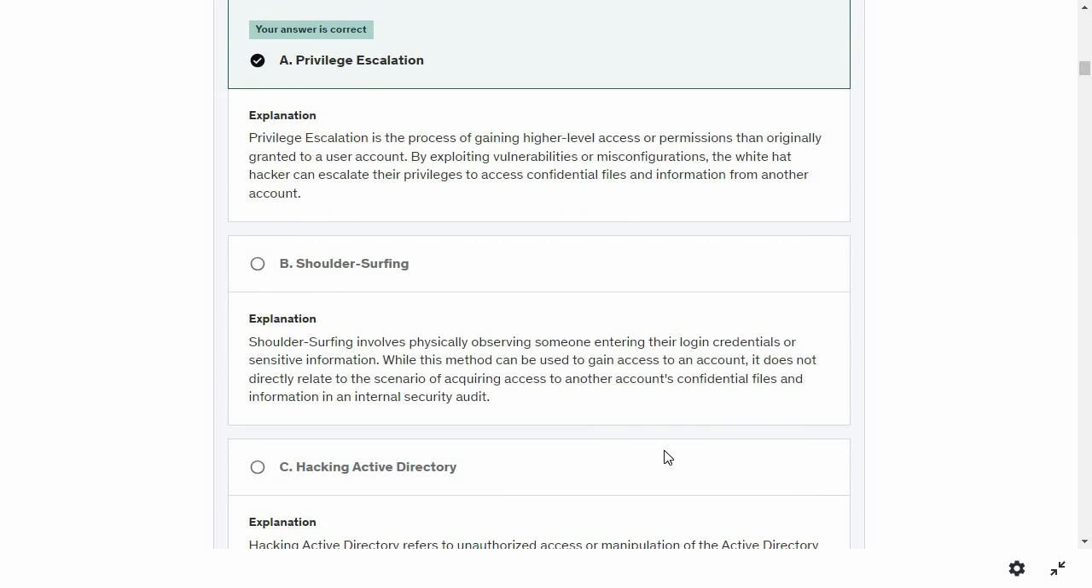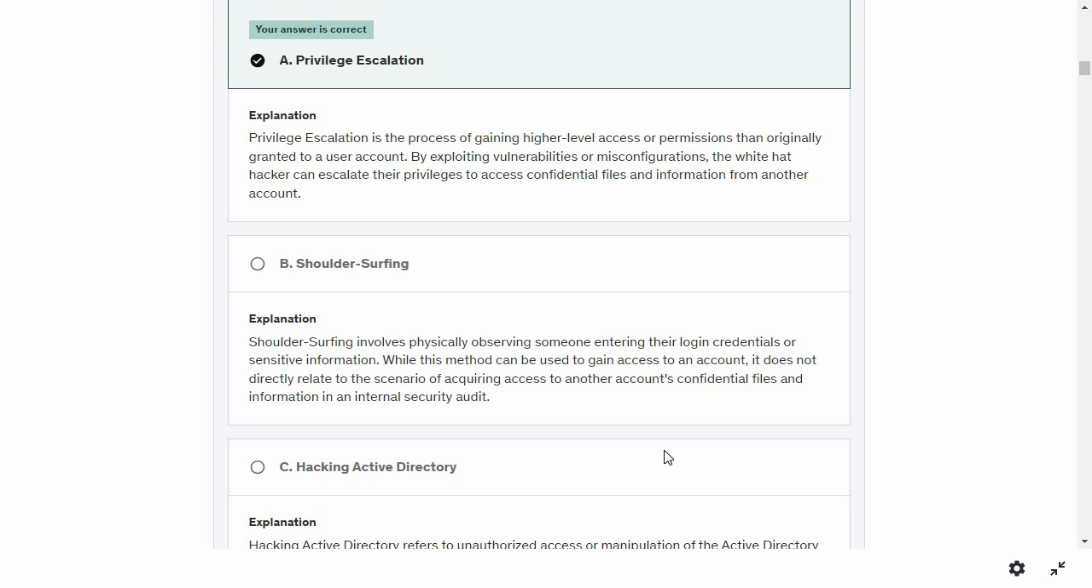Answer number 1, privilege escalation. Privilege escalation is the process of gaining higher level access or permissions than originally granted to a user account. By exploiting vulnerabilities or misconfigurations, the white hat hacker can escalate the privileges to access confidential files and information from another account. So, privilege escalation is the correct answer for this scenario.